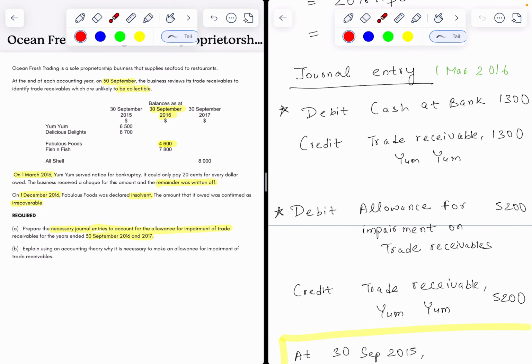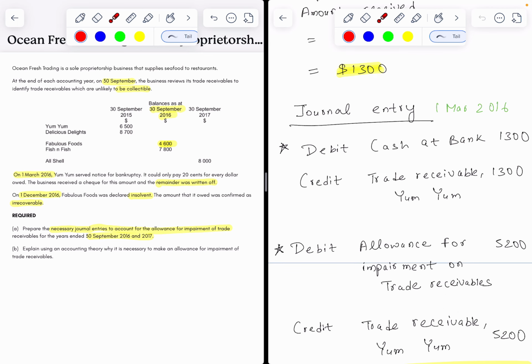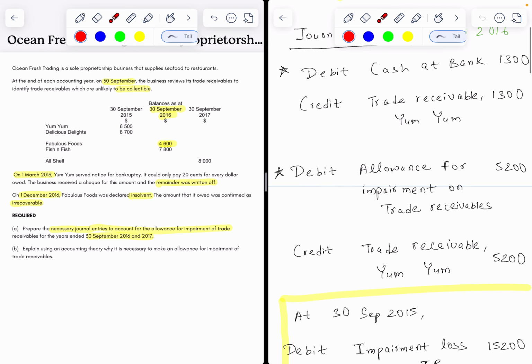So we understand that after Yum Yum has paid $1,300, they now have $5,200, which we have to write off. Okay? And we obviously expected this to be uncollectible anyway. Now, how do we write it off? So when we want to write off a bad debt, it's very easy. So we first reduce the amount owed by Yum Yum.